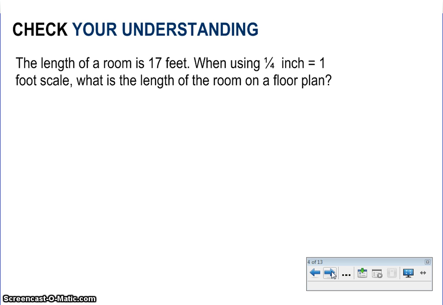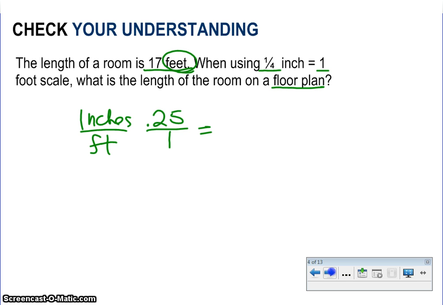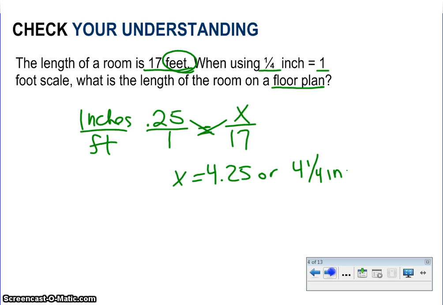All right, the length of a room is 17 feet. When using 1/4 of an inch equals 1 foot, so we know that that is just the same as it was in the first example that we did. What is the length of the room on the floor plan? Well, again, it gave me feet. We have inches over feet, so I know that the 17 in this case is going to go on the bottom. I then do my cross multiplying, and I get that x equals 4.25 or 4 1/4 inches.